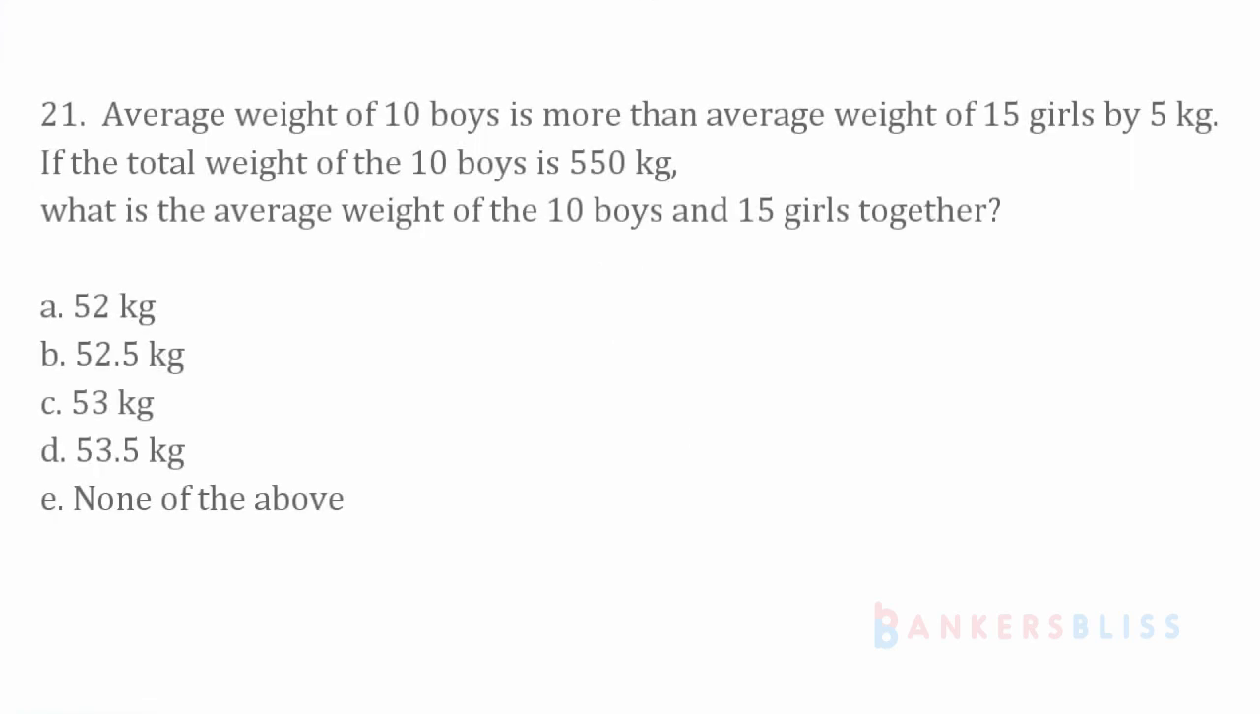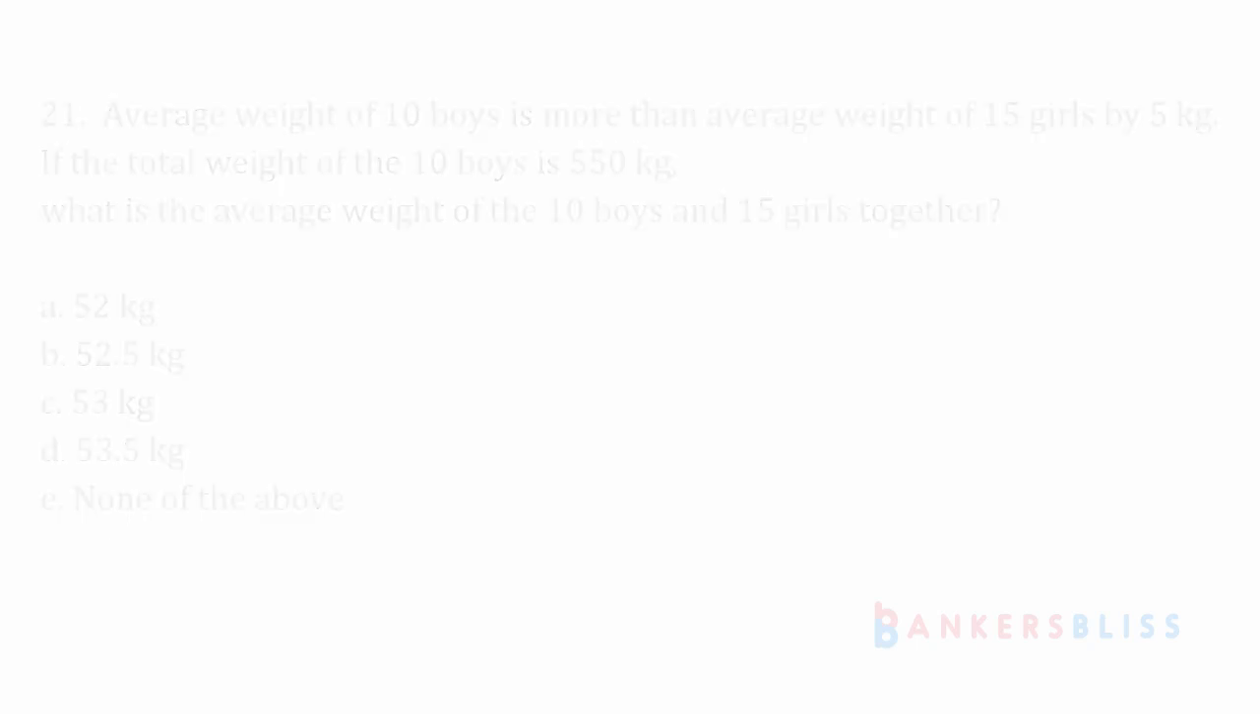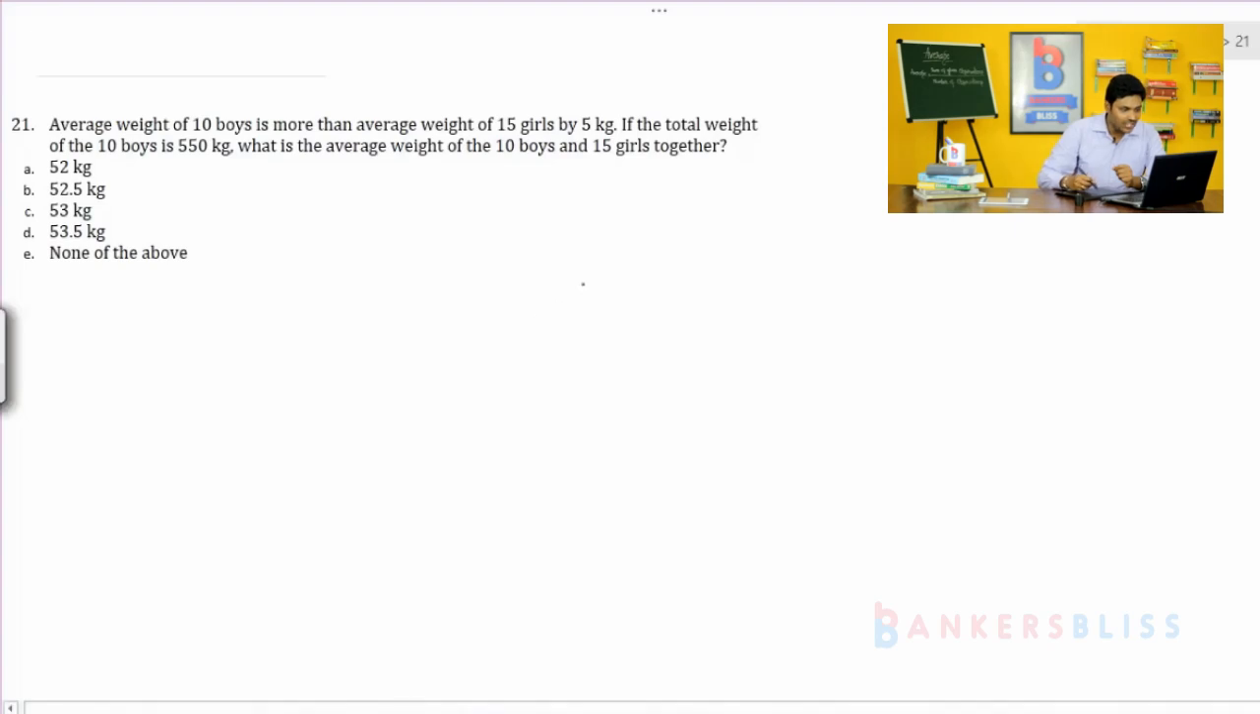Problem number 21. The average weight of 10 boys is more than the average weight of 15 girls by 5 kg. If the total weight of 10 boys is 550 kg, what is the average weight of the 10 boys and 15 girls together? To calculate that, I have to know the total weight of 10 boys and 15 girls. Here I know the total weight of 10 boys, that is 550.